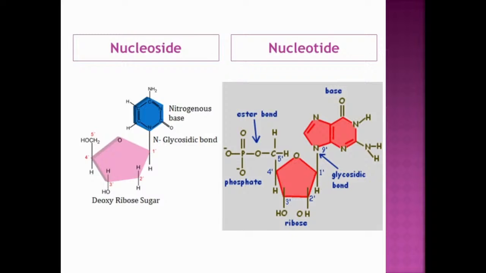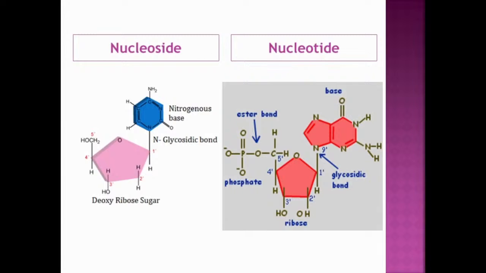With the help of these diagrams, we will understand the difference between nucleoside and nucleotide. See this diagram of nucleoside. Here a nitrogenous base is attached at the 1' position of a pentose sugar with the help of an N-glycosidic bond. So when a nitrogenous base is attached to a pentose sugar, this combination is called a nucleoside. And when a phosphate group joins this nucleoside, then a nucleotide is formed.